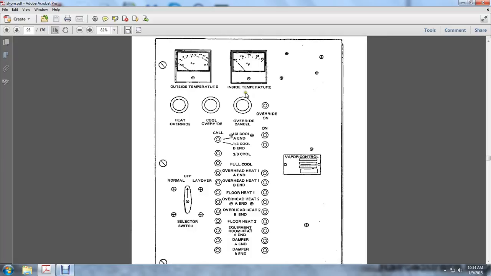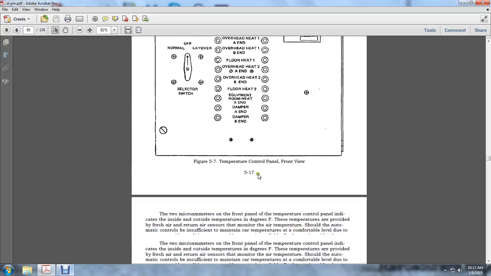You have your outside temperature, inside temperature, heat override, the cool override, the override cancel, the override on, followed by a cool 1 and 3, and a third of the cool and the A, B, and ons, and two-thirds of the cool, full cool, overheated heat, and 1 A, overheated, 1 B, floor heated, overheated A, over 2 A, and overheated B, and floor heated 2, equipment room heated A and damper B, normal off and layover and selector switch, the vapor controls.